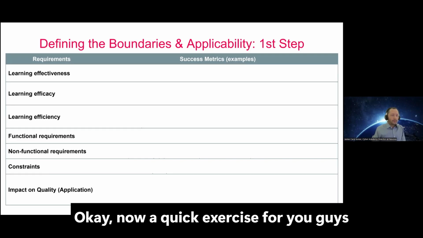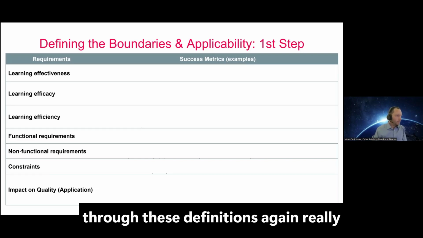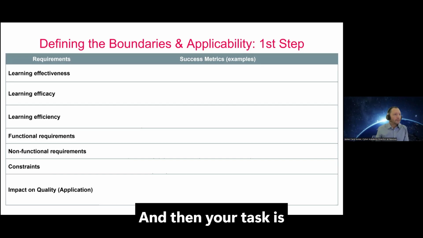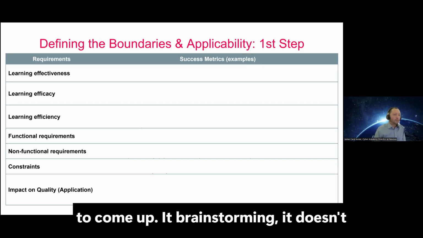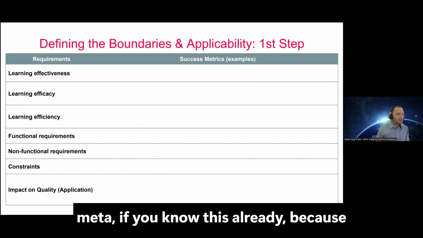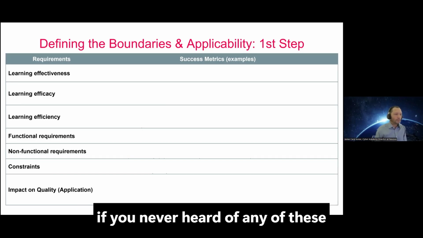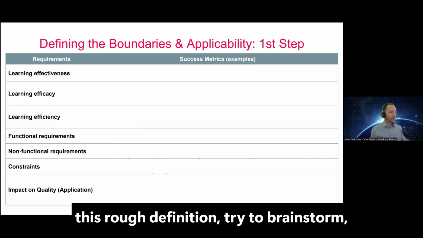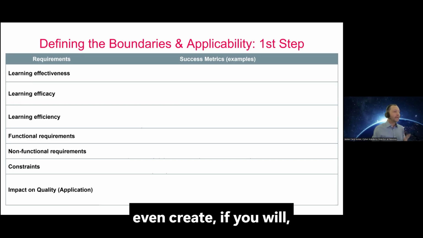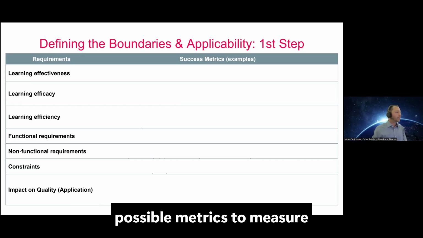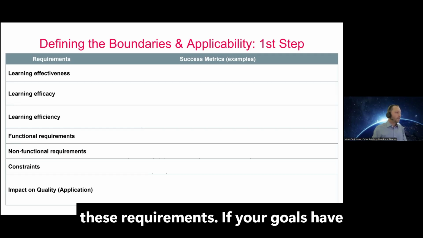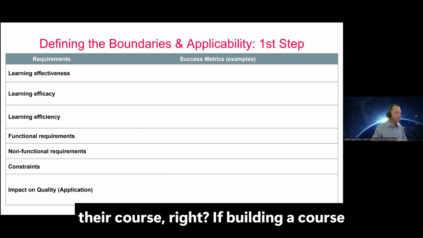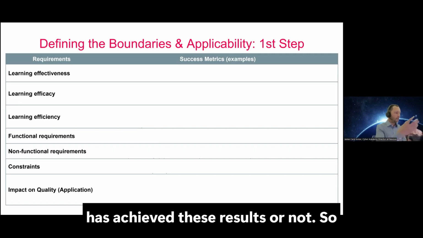Okay, now a quick exercise for you guys to use in the chat. I'm going to go through these definitions again really quickly, just so I have time to think. And then your task is brainstorming. It doesn't matter if you know this already because you've done it before, or if you've never heard of any of these requirements. It's fine. Just based on this rough definition, try to brainstorm, even create, if you will, possible metrics to measure these requirements, if your goals have been achieved or not. The goals with your course, right? If building a course has achieved these results or not.